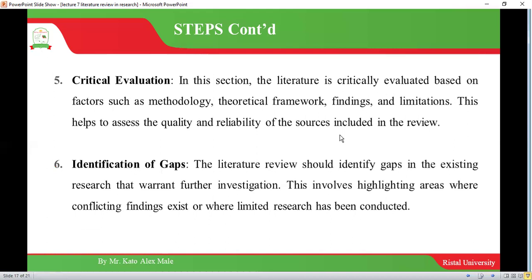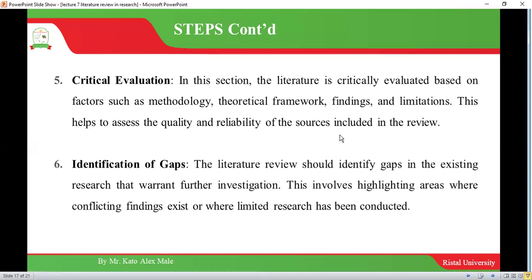Here, the literature is critically evaluated based on factors, for example, method. Now you're trying to evaluate your work. Framework, findings, and limitations. This helps to assess the quality and reliability of the sources that you used. You understand? We have seen one of the crucial steps is considering the credibility and reliability of your sources. Then the last step is identification of the gap.